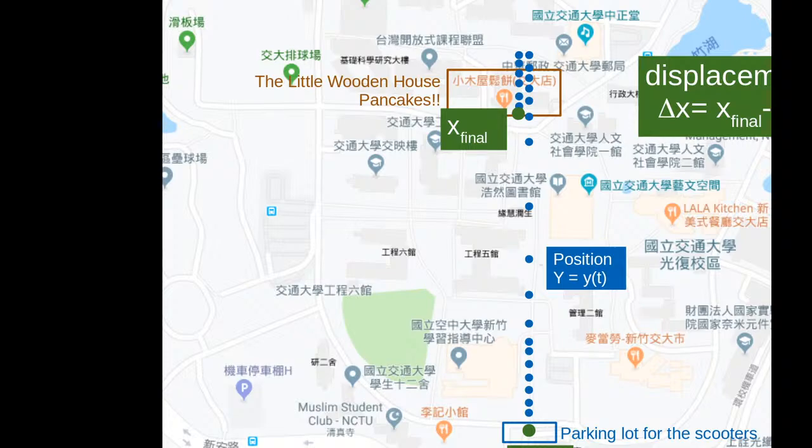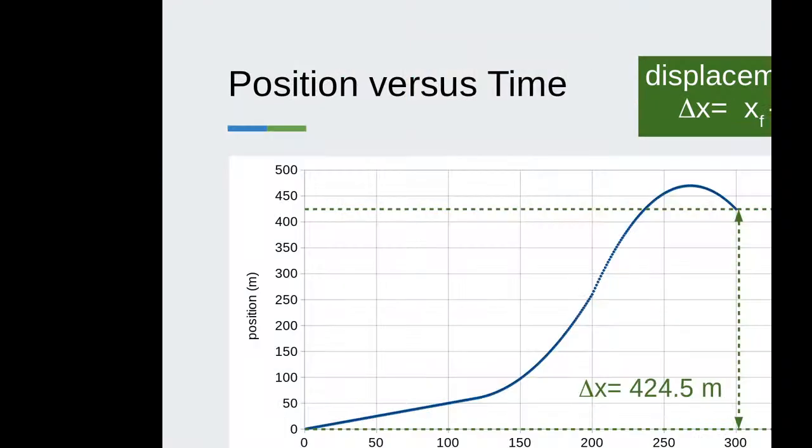So if we look at this, we try to look at the same thing on our data graphs, and you can see that the displacement is x final minus x initial. This is x final, this is x initial. So delta x is simply the deviation between them. Deviation is the right word. Okay. Anyway, but this is 424.5 meters. So this is the distance between the scooter parking lot and the pancake house in our school. 我们校园的长度大概是424.5公尺。我在 Google Map 上面留的。Okay, this is the definition of displacement and how we operate it in data.